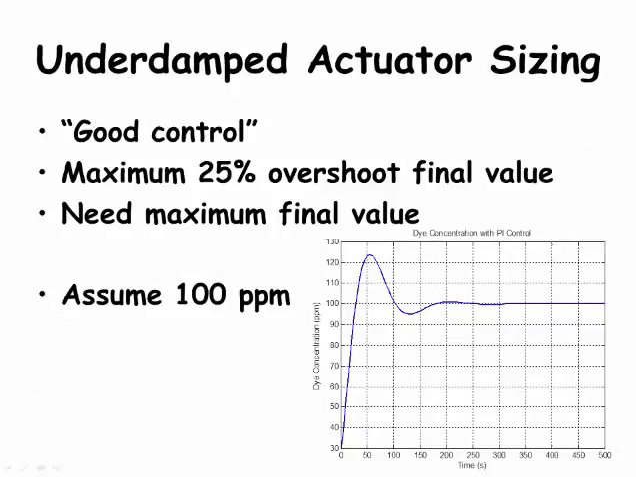Here is a graph of the die outlet concentration using MATLAB after the system was adjusted to get good control. Good control, as defined in section 26, is that the maximum overshoot is less than 25% of the final value. For this example, I assume that the maximum set point die concentration was to be 100 parts per million. That meant a step change of 70, going from 30 to 100.